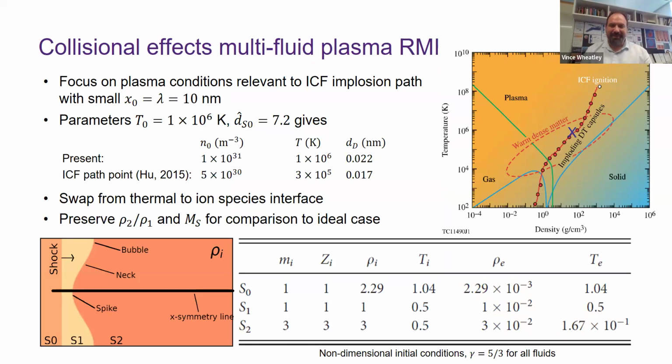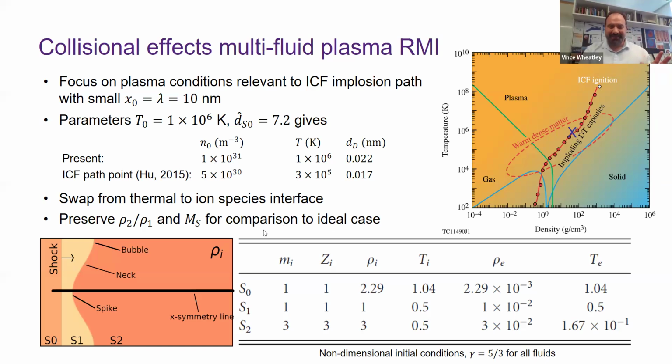So when we want to study the collisional effects, we need to choose a plasma state to base these investigations on. We selected a point along the implosion pathway of an inertial confinement fusion capsule. We have a reference temperature of 1,000,000 Kelvin and a skin depth that corresponds to a number density of 10 to the 31. And we can see that this is very close to the conditions identified by WHO in 2015 as a point along this capsule implosion pathway.